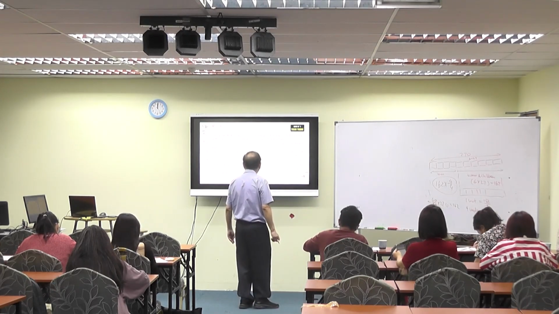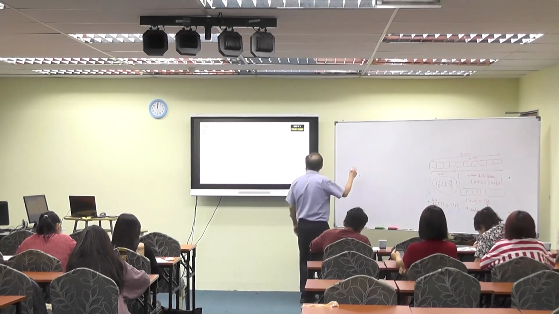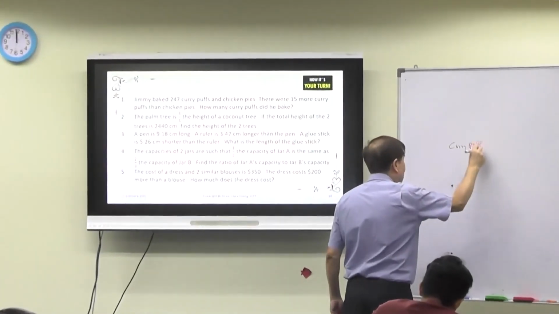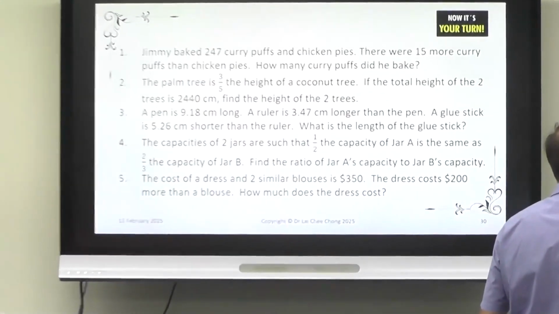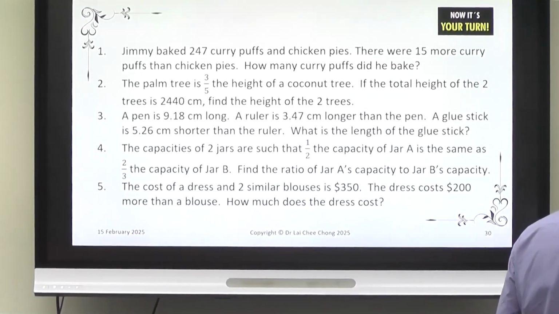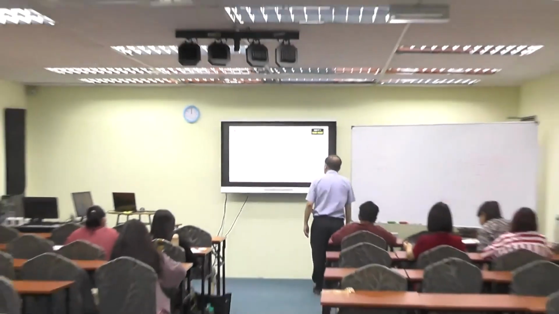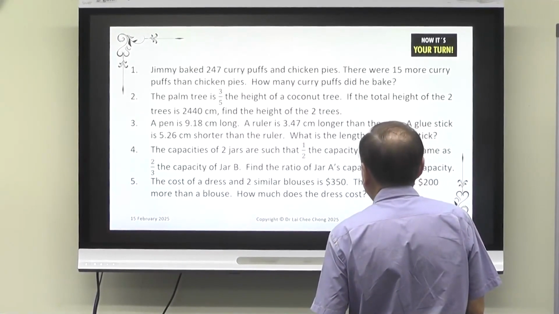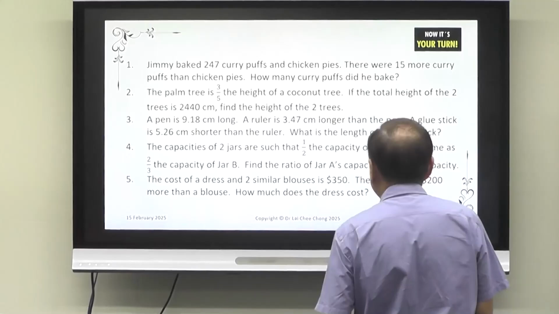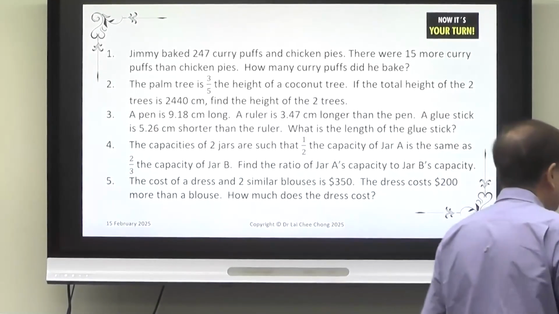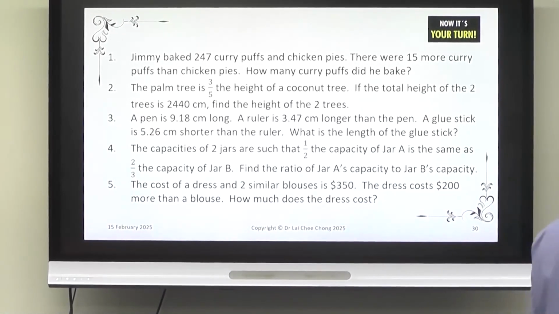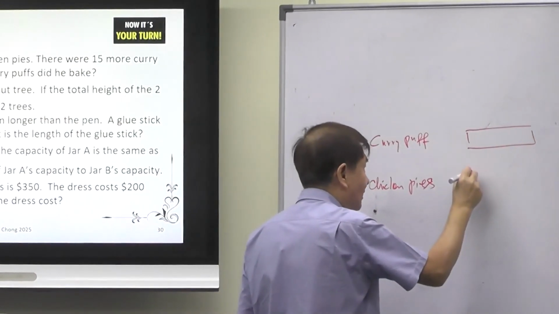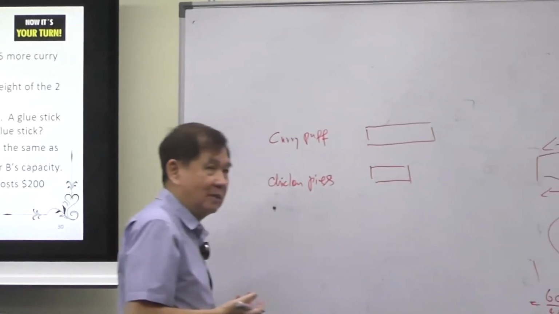I have curry puff and chicken pie, right? So I've got curry puff, and chicken pie, fair enough. That's what I have. Which did he make more, by the way, chicken pie or curry puffs? Curry more, so curry puff has more, right? More means a longer bar, am I right? Longer bar. Less means chicken pie, shorter bar. You see? Longer bar, that's it.